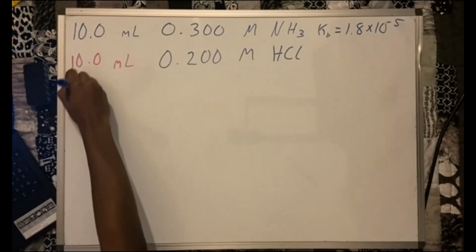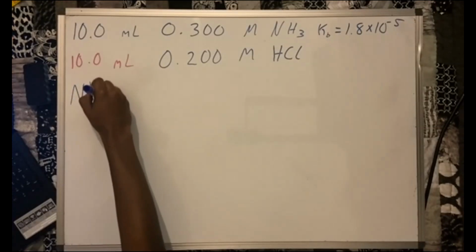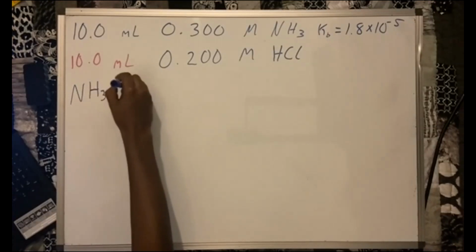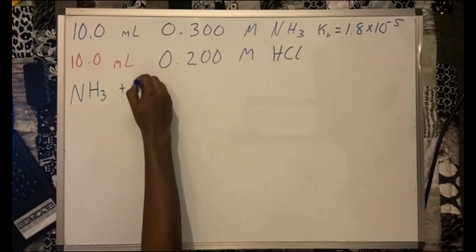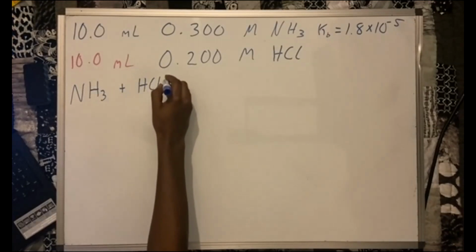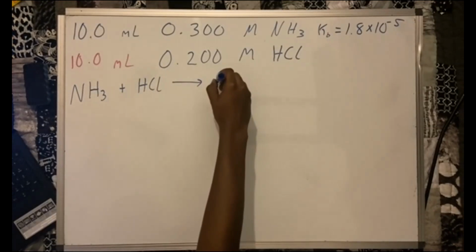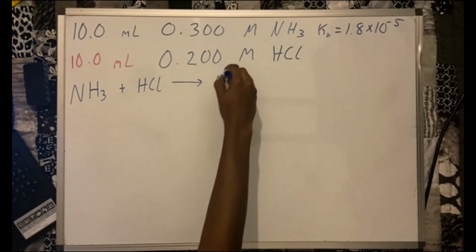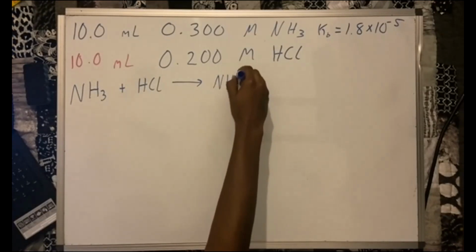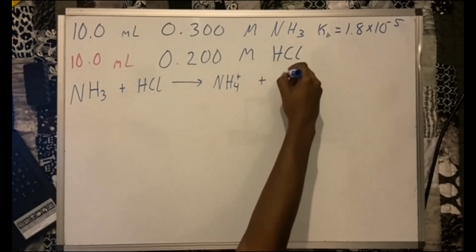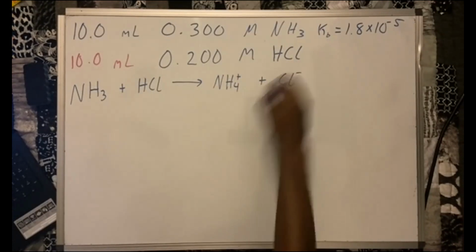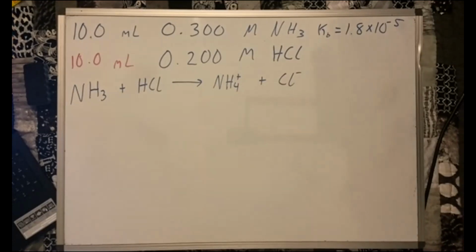Okay, so now we got to do our limiting reactant thing. So NH3, right? It's going to react with my HCl, and it's going to go to NH4 plus, my Cl minus. Right.